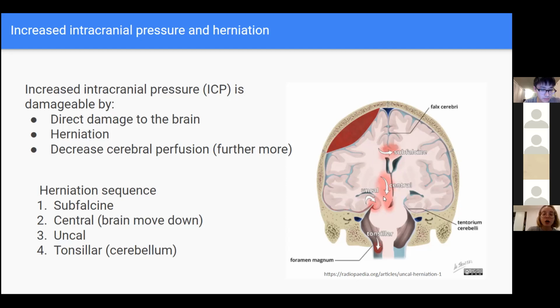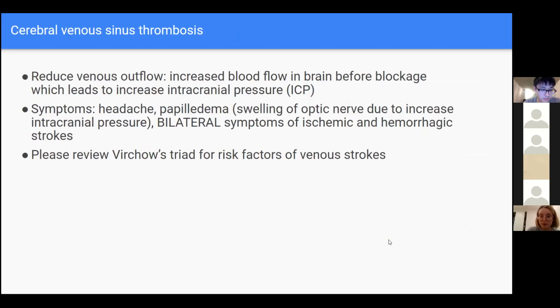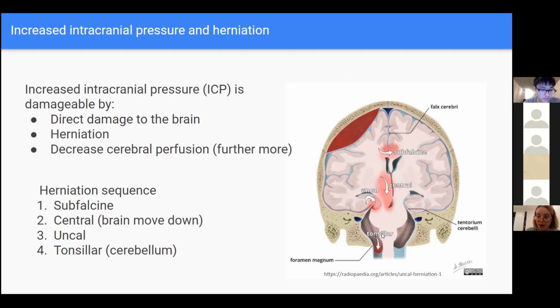Then we'll have an uncal herniation, where the brain is going to do this, as we can see in the image. And finally, there's a tonsillar herniation, which is really not good, where the brain is really moving down, and that is really catastrophic, and we really want to avoid that.